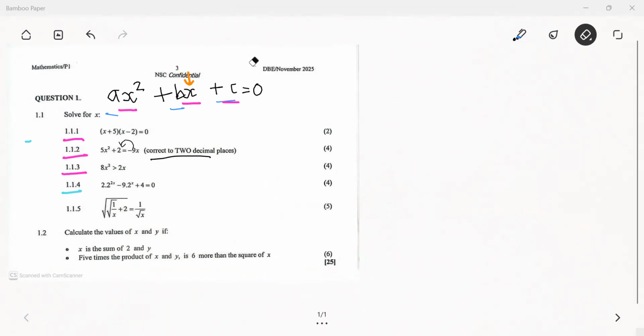Okay, let's go ahead and do 1.1.5. Now, this is a very interesting question, but we can actually do it with an approach similar to the previous question. So this is the equation.